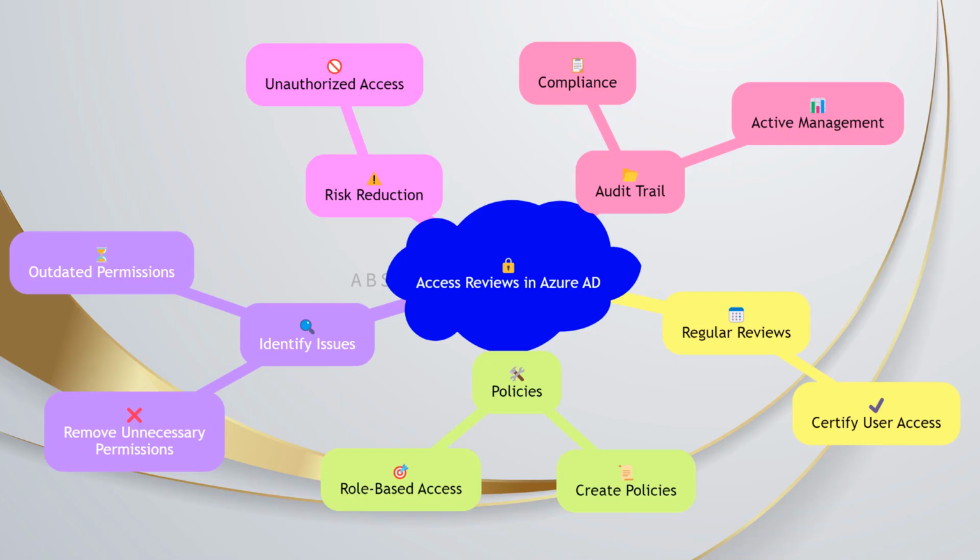Access reviews in Azure AD allow organizations to regularly review and certify user access to resources. Administrators can create access review policies to ensure that users have appropriate access based on their roles and responsibilities. Access reviews help identify and remove unnecessary or outdated permissions, reducing the risk of unauthorized access. They also provide an audit trail for compliance purposes, demonstrating that access controls are being actively managed and enforced.